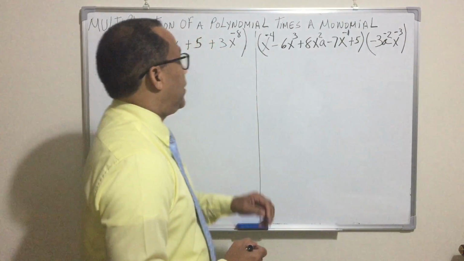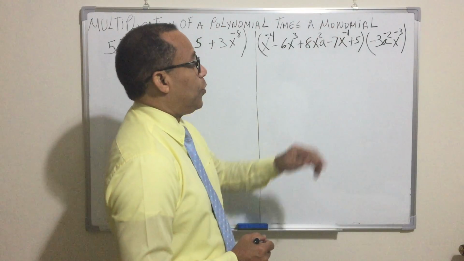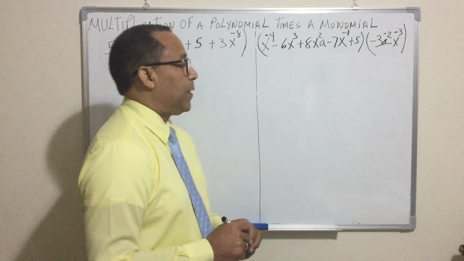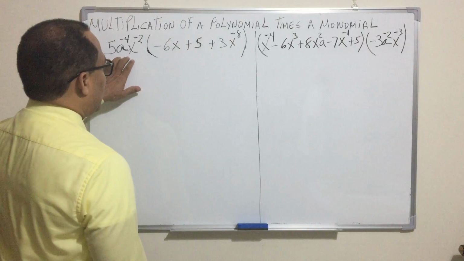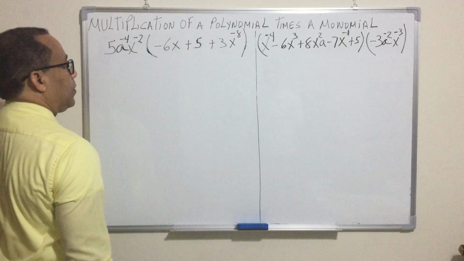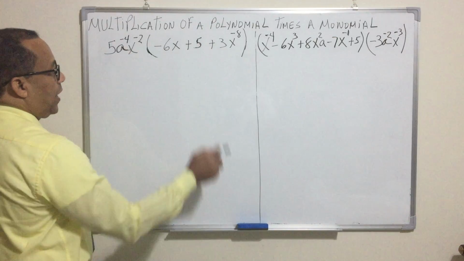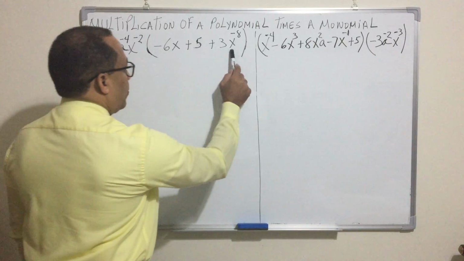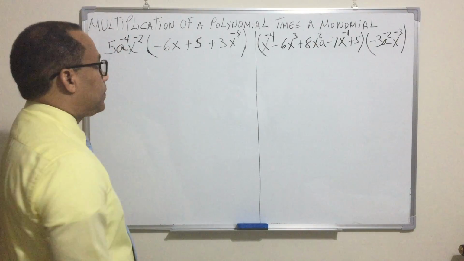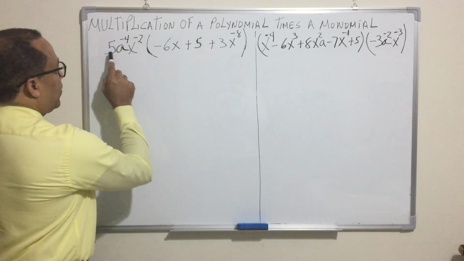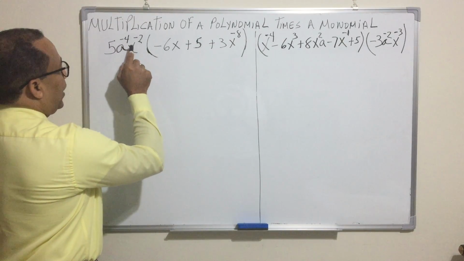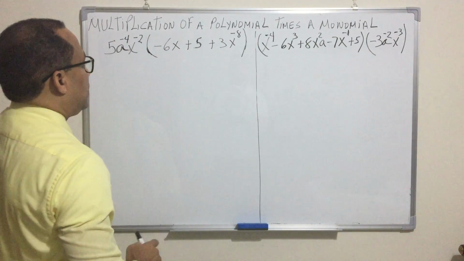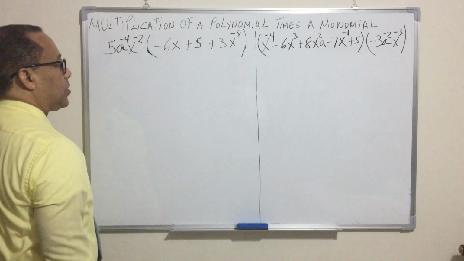Today we are multiplying a polynomial times a monomial, but this time we are dealing with negative exponents. We are multiplying this monomial times this polynomial. This is a polynomial because it has 1, 2, 3 terms, and this polynomial is called a trinomial. And negative 5a to the negative 4, x to the negative 2 is a monomial. It's only one term. So I'm multiplying these two expressions.